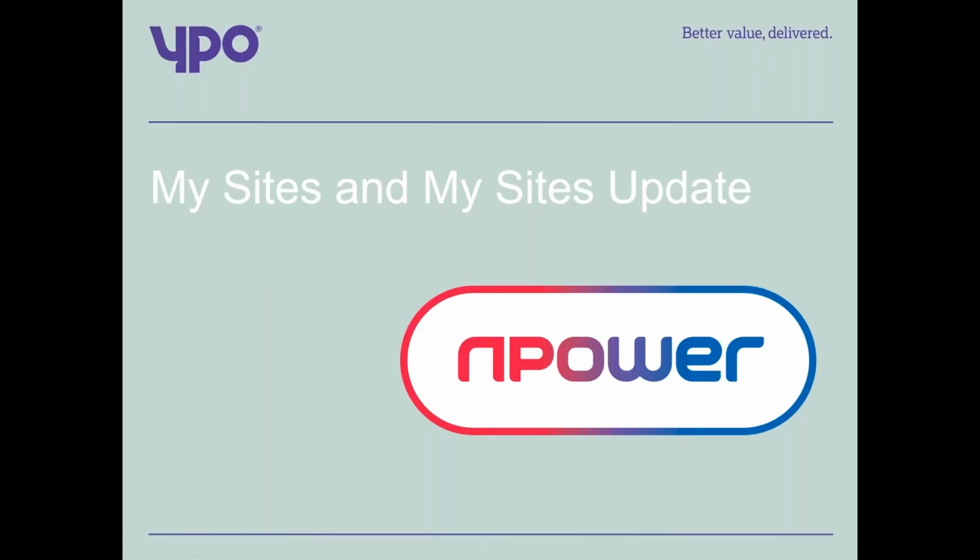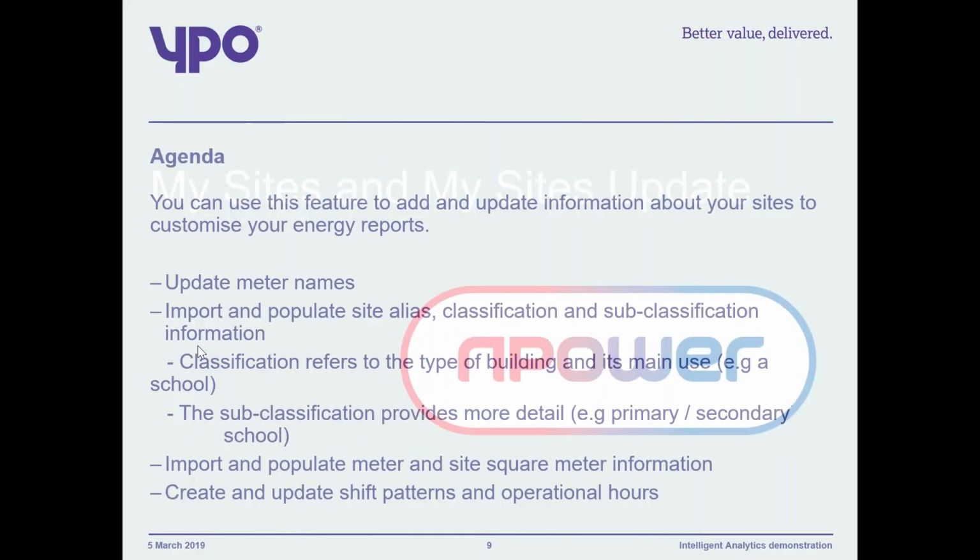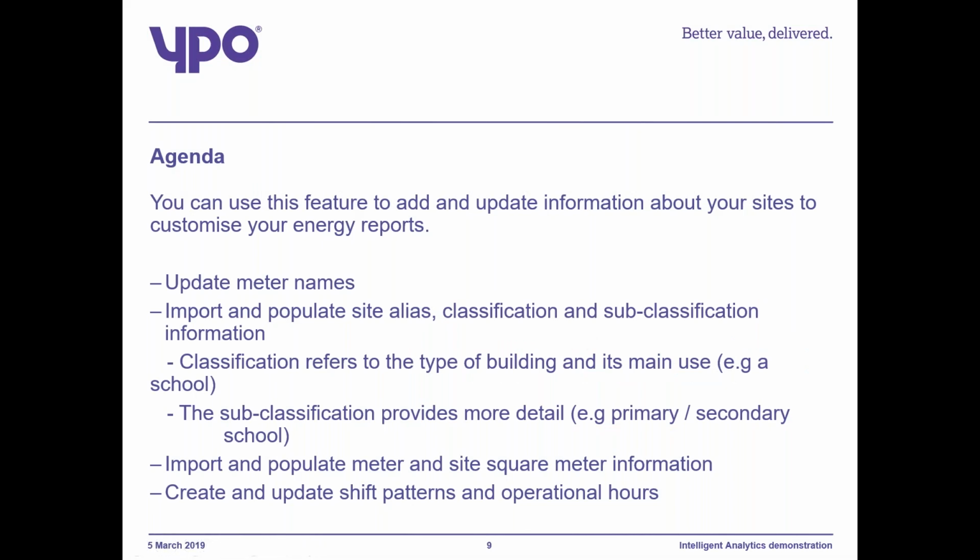So the next section I'm going to talk to you about is the My Sites module. In this section, we will cover how to update meter names, and import and populate site alias, classification and subclassification information. The classification refers to the type of building and its main use, for example, school. The subclassification provides more detail, for example, primary or secondary school. Then we're going to talk about how to import and populate meter and site square meter information, and also to create and update operational hours in the system.